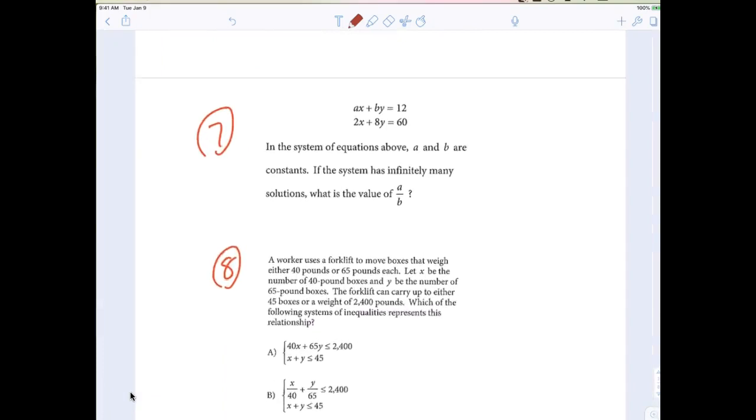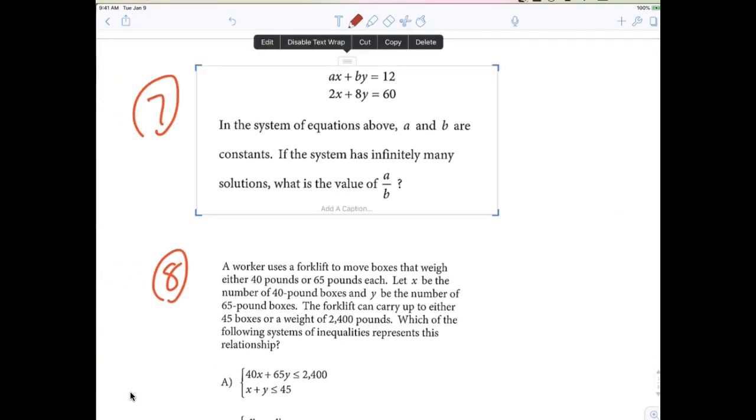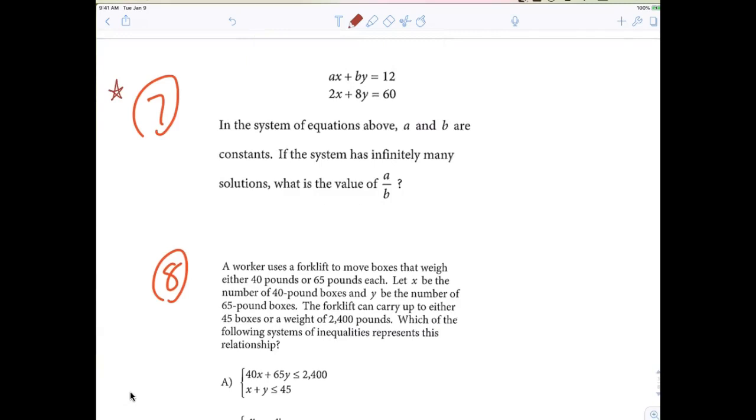Now, this is the one that's important, and I'm probably going to put one of these on the test, because this one's actually a little bit harder. It says, in the system of equations above, A and B are constants. If the system has infinitely many, so listen to me now. If it has infinitely many, that means what's true about the equation? It's the same line. So everybody with me on this? It's exactly the same.